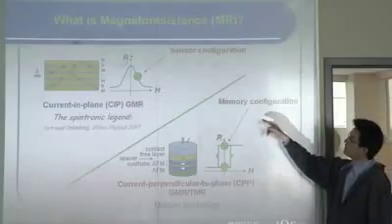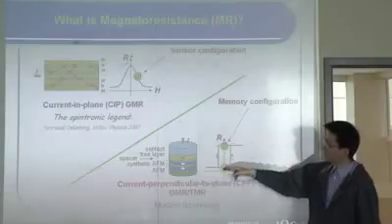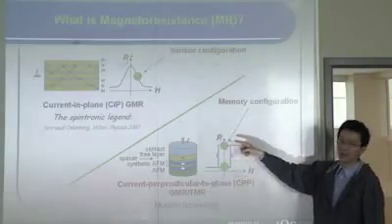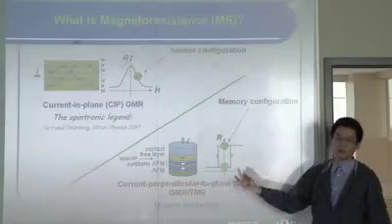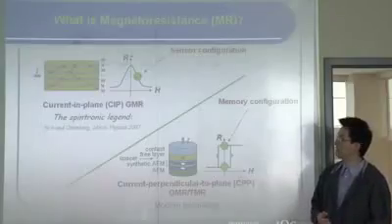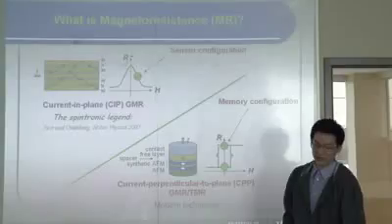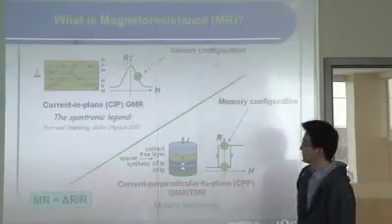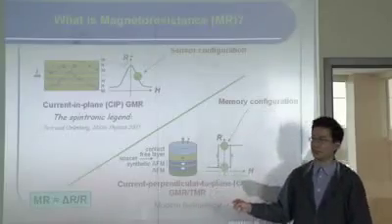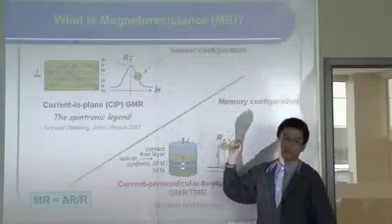The second configuration we call a memory configuration. As you can see, there are two very stable resistance states corresponding to low and high resistance, and the digital 0 and 1 states. Therefore, such a device can be used very nicely in a memory configuration, which we call magnetic random access memory. The figure of merit for magnetoresistance is defined as a ratio: the change of the resistance relative to the normal resistance.